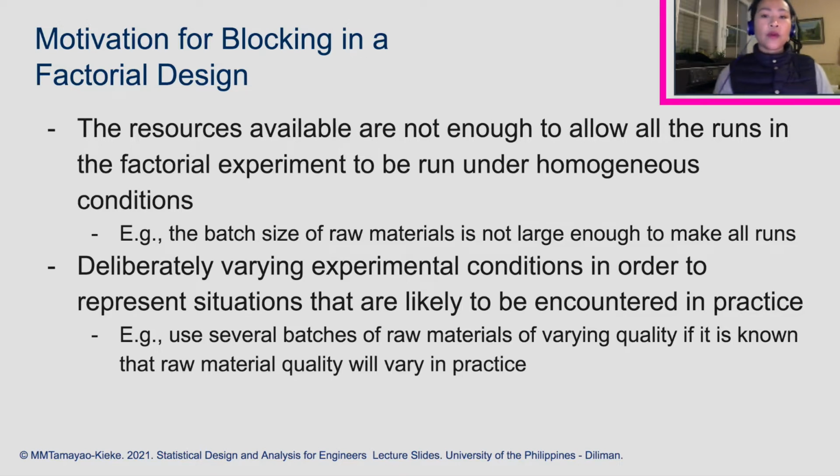Now, the second motivation could be when you want to deliberately vary the experimental conditions in order to represent situations that are likely to be encountered in practice. So, an example of this is the use of several batches of raw materials of varying quality if it is known that raw material quality vary in practice.